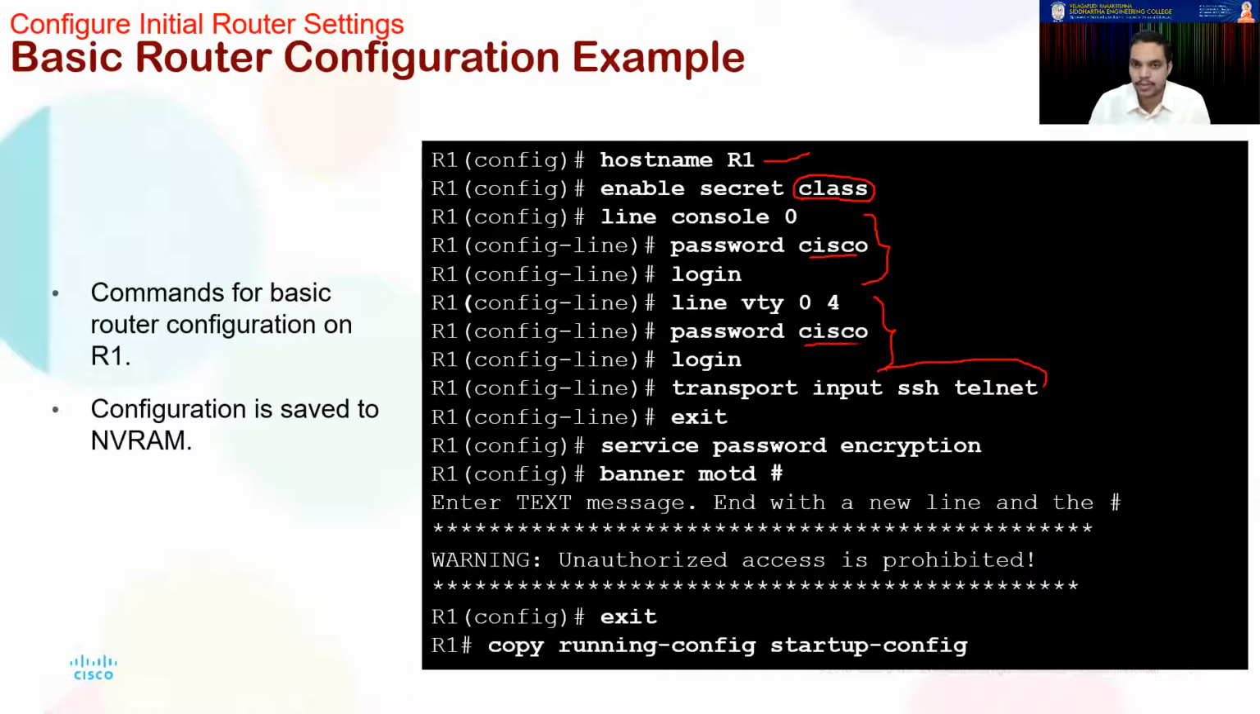I set up the password as Cisco. Login. Then I would transport input SSH, bar telnet, and exit. Then I encrypted all the passwords using service password encryption. And then I gave the banner command, banner MOTD, message of the day. I just typed in that warning, unauthorized access is prohibited. And finally, I copied all the running configuration into the startup configuration.